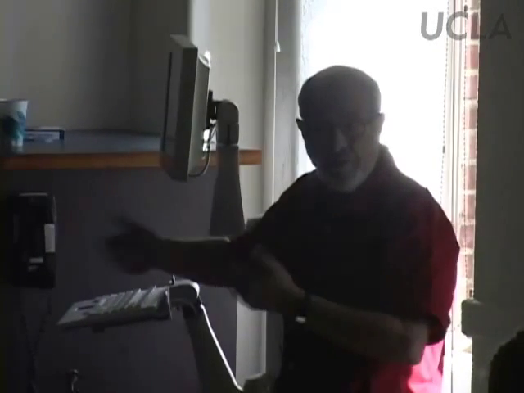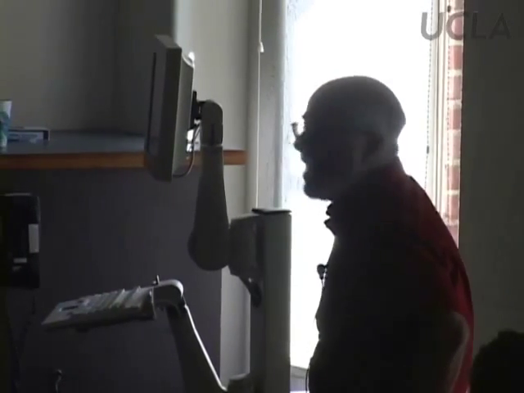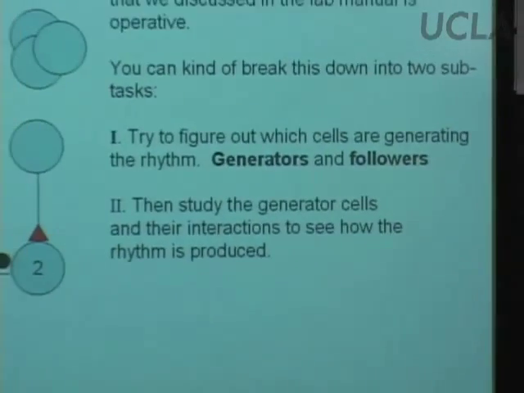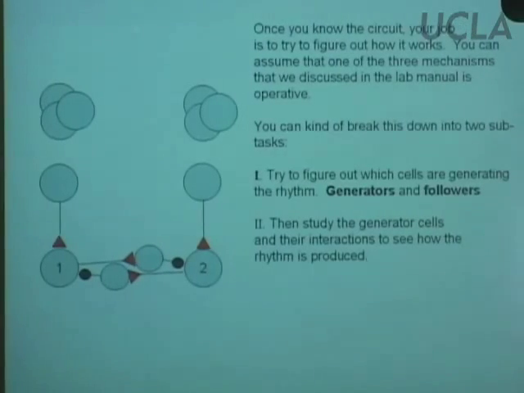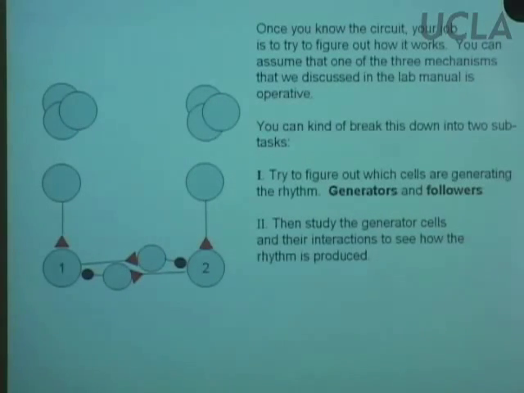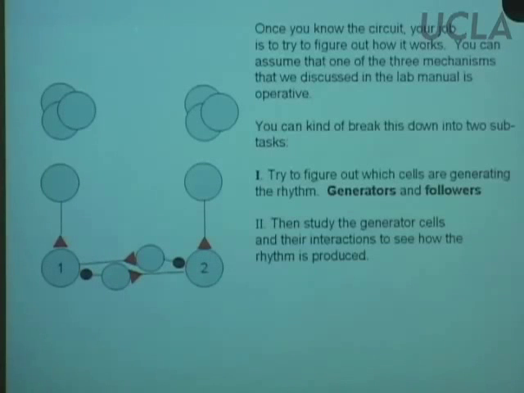That's a distinction we obviously made in all the groups, because we made a big deal out of trying to figure out which were the generators and which were the followers. You're going to have to do that too. You can do it the way we did it in class, or since you've got all the cells, there are a lot of other ways you can do it. Then once you know which is which, if these guys here maybe are the generators, you'd want to study them to figure out how they're generating the rhythm. We'll come back to that.